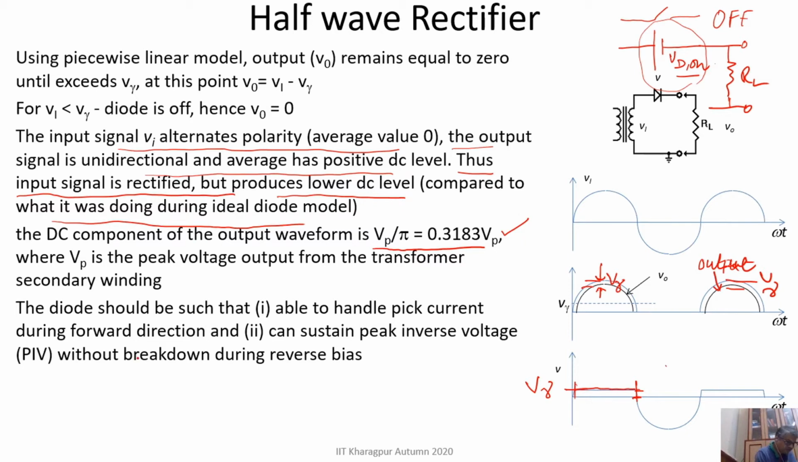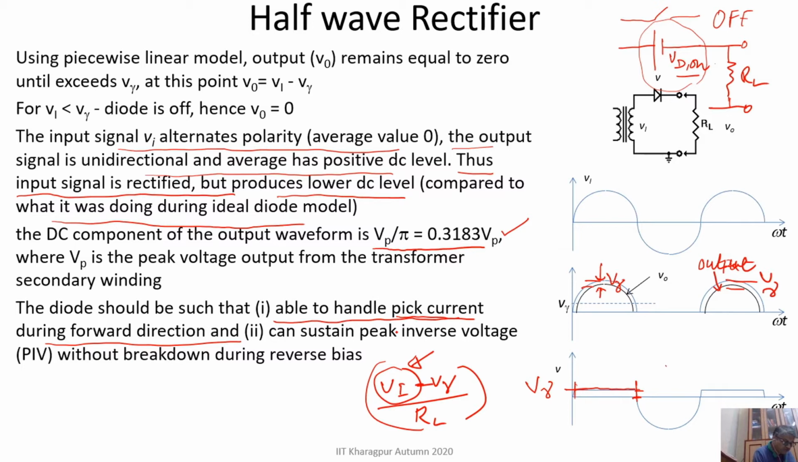Now, there are 2 points I would like to mention about this diode. When the diode is on, current is flowing through it, so we have to make sure that the diode can handle that peak current. What is that peak current? The peak current will be Vi minus V gamma divided by RL. When Vi reaches its peak, that minus V gamma over RL is basically your peak current. So we have to make sure the diode can handle that maximum current.